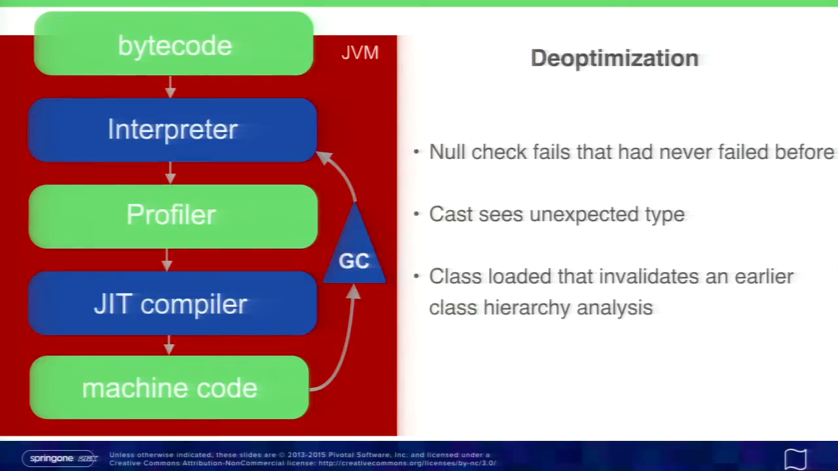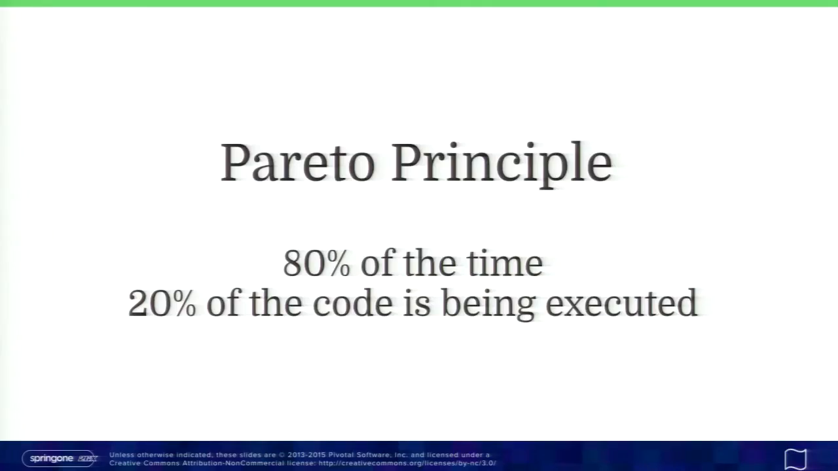Now, the reason that the JVM can be so successful with this is it operates on the Pareto principle that says 80% of the time, 20% of the code is going to be executed. So therefore, if the JVM can just figure out what that 20% of the code is and spend its time optimizing that, then it will be able to get your application running pretty quickly.